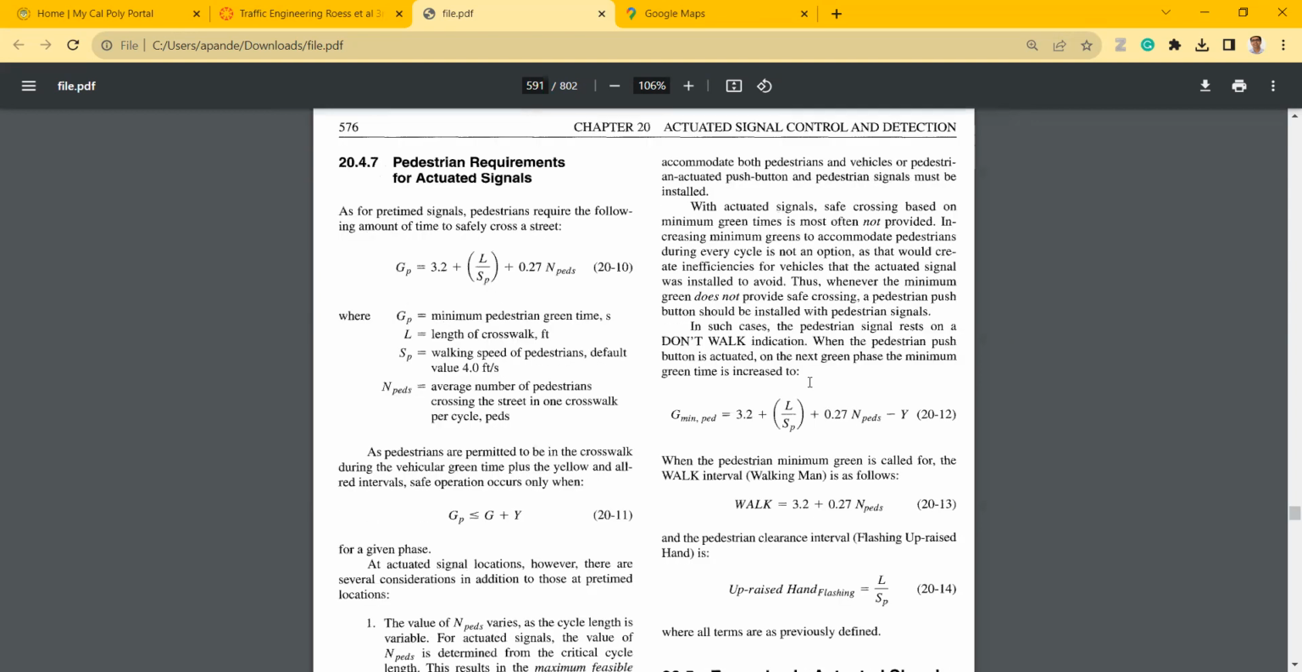But before that, I want to talk about the pedestrian requirement for actuated signals as well. The pedestrian requires the following time to safely cross a street.